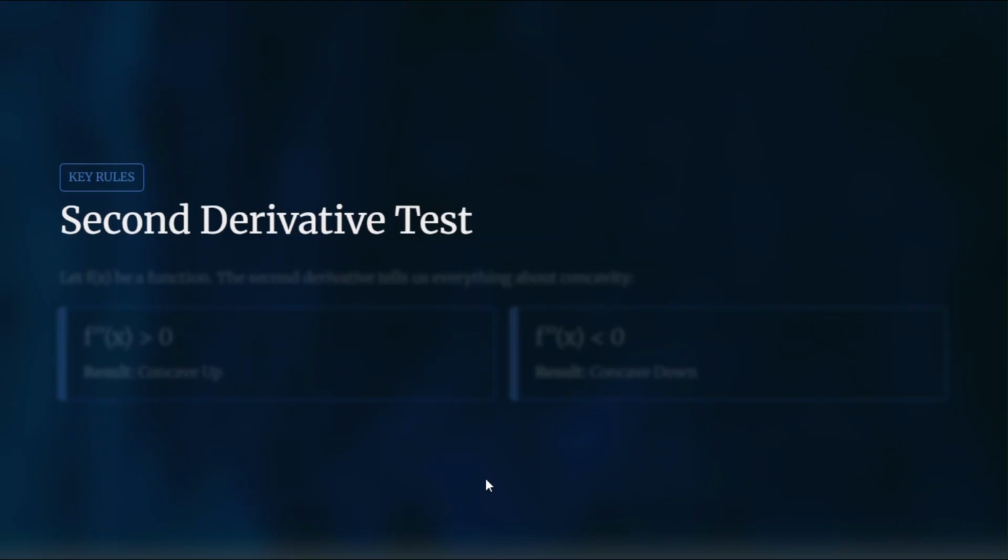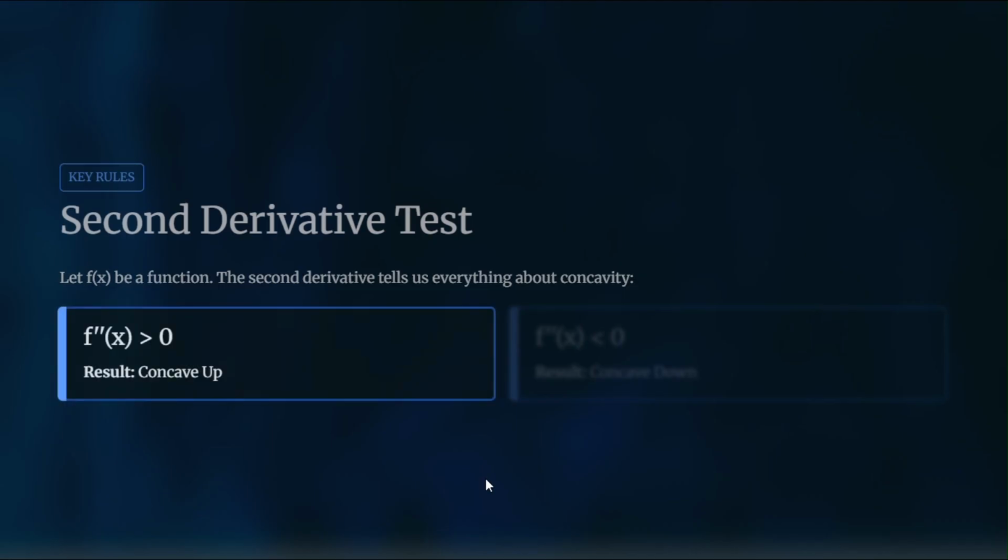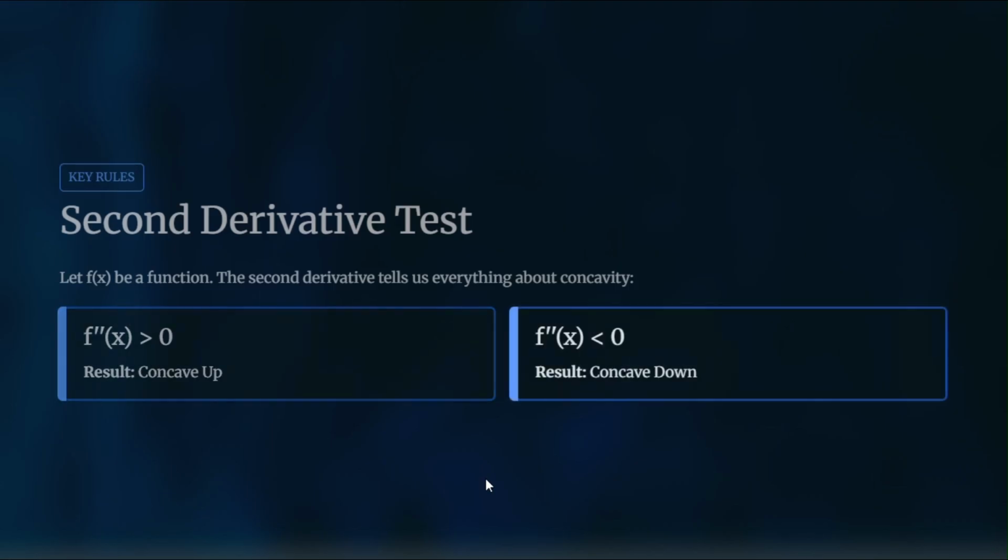If f of x is a function, the second derivative tells us everything about concavity. If the second derivative is positive, the graph will be concave up on that interval. And if the second derivative is negative, the graph would be concave down.